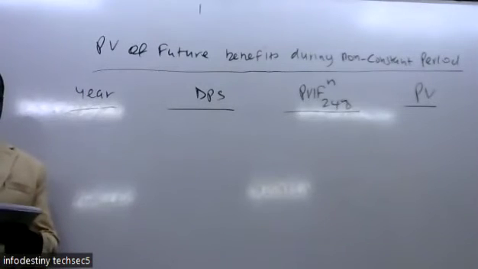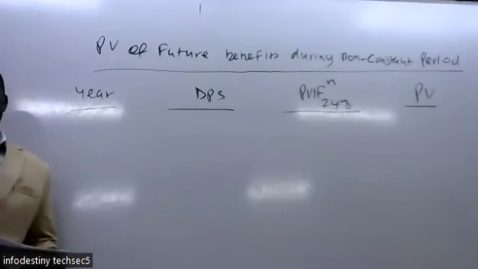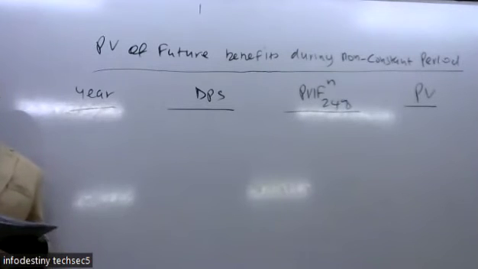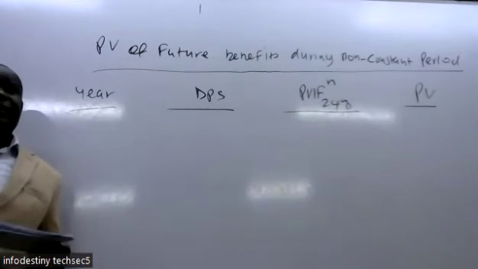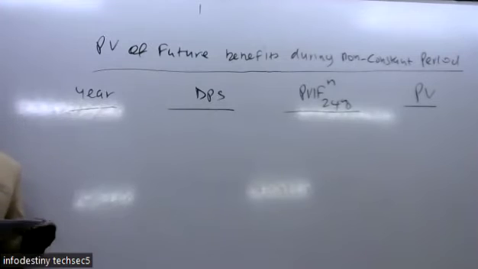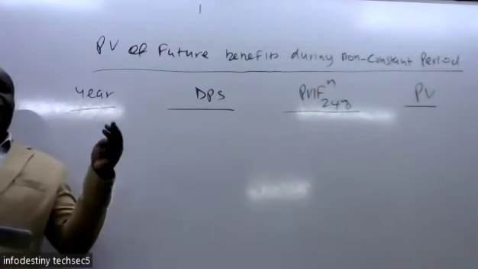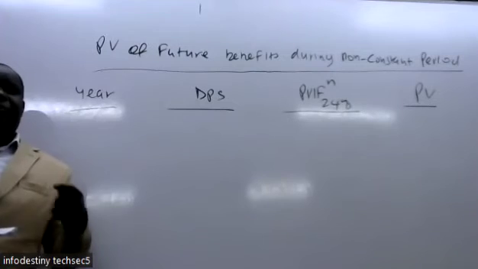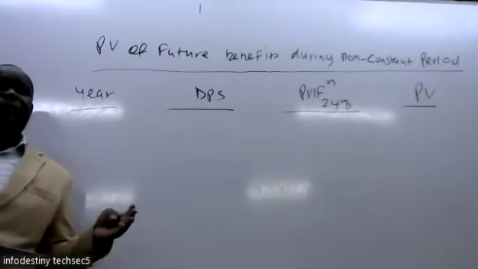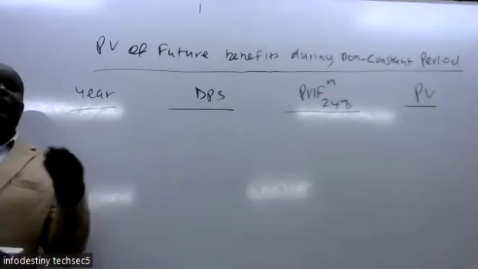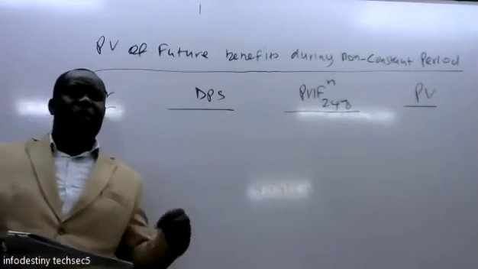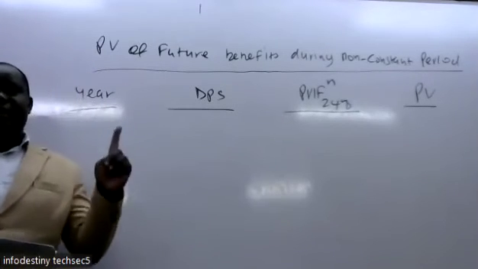So we start off with year 1. Year 1 is meant to be 2018. We have 2015, 2016 and 2017, isn't it? That is the past. The income statement is normally for the year ended 31st December 2017. So now year 1 will be 2018.